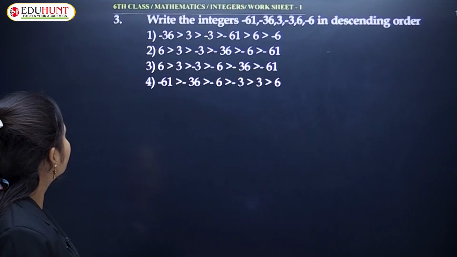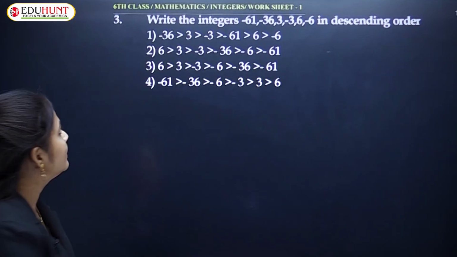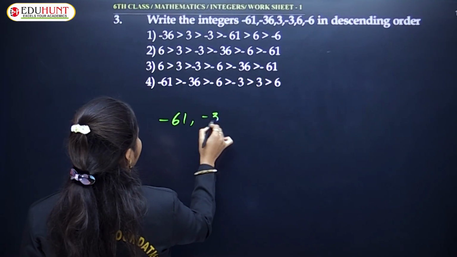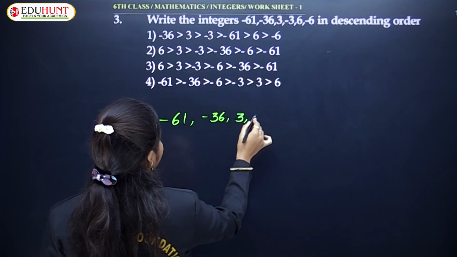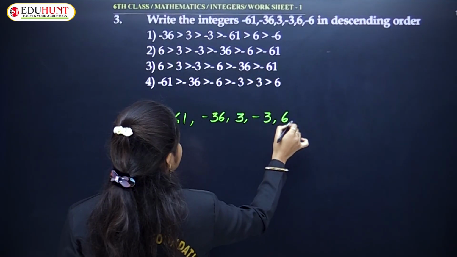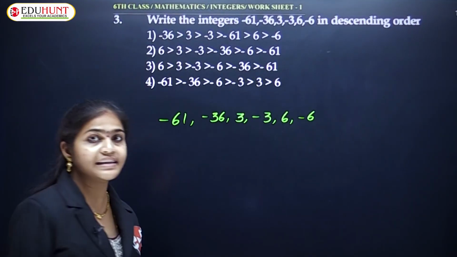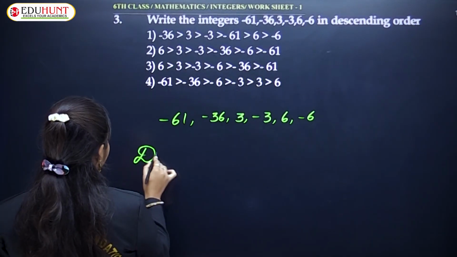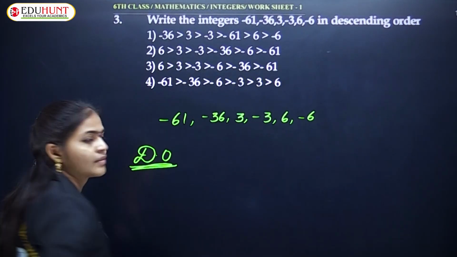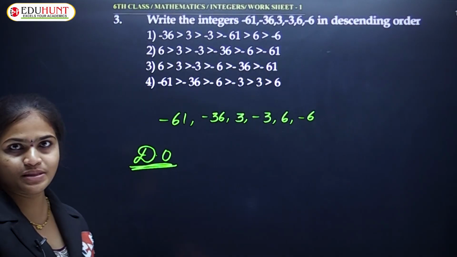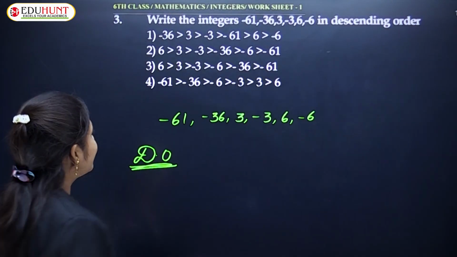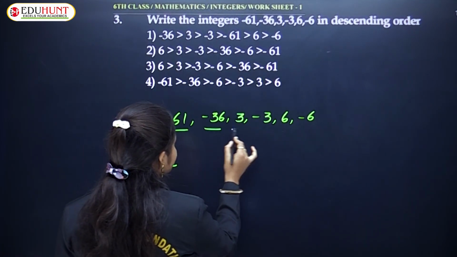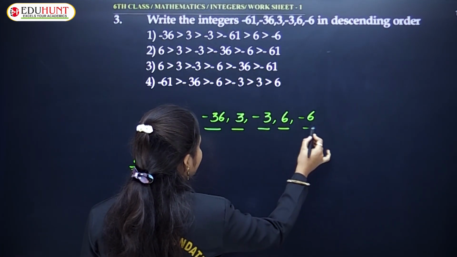Next, let us see here. Write the integers minus 61, minus 36, 3, minus 3, 6, minus 6 in descending order. Descending order means big to small numbers. So what is the biggest number among them? Minus 61, minus 36, 3, minus 3, 6 and minus 6.